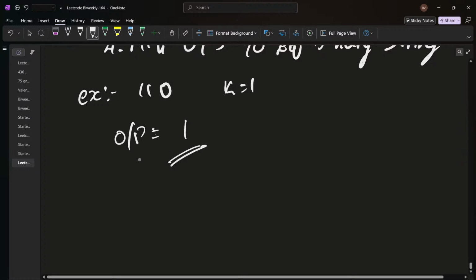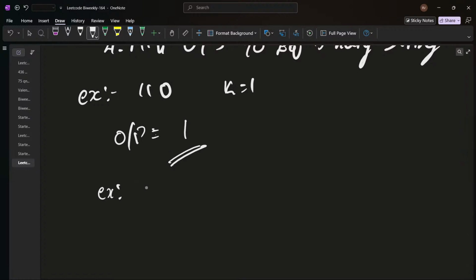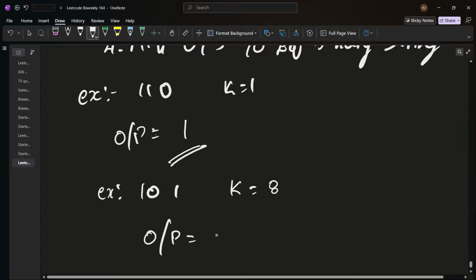Now I'll take one more -1 case example. Let me take the string equal to 101 and k equal to 8. So in this case my output is equal to -1.